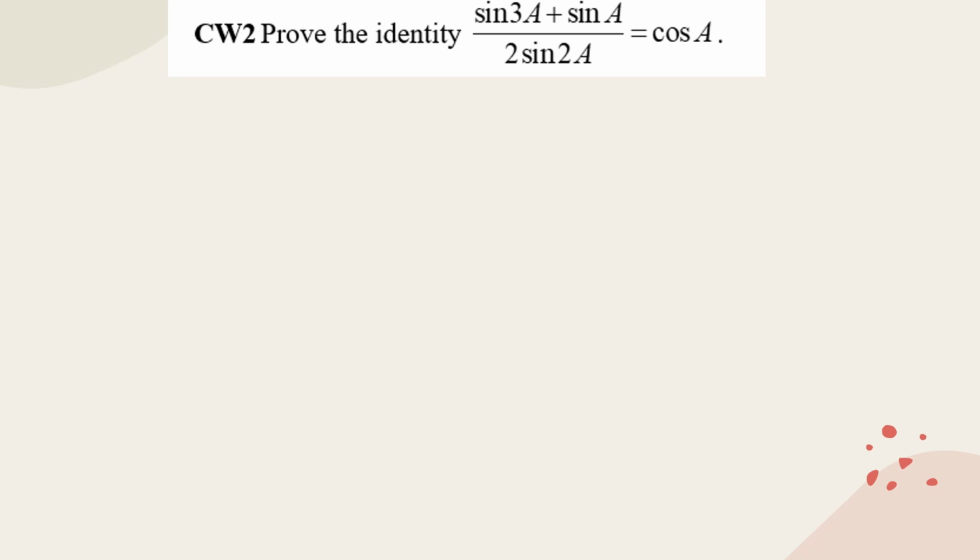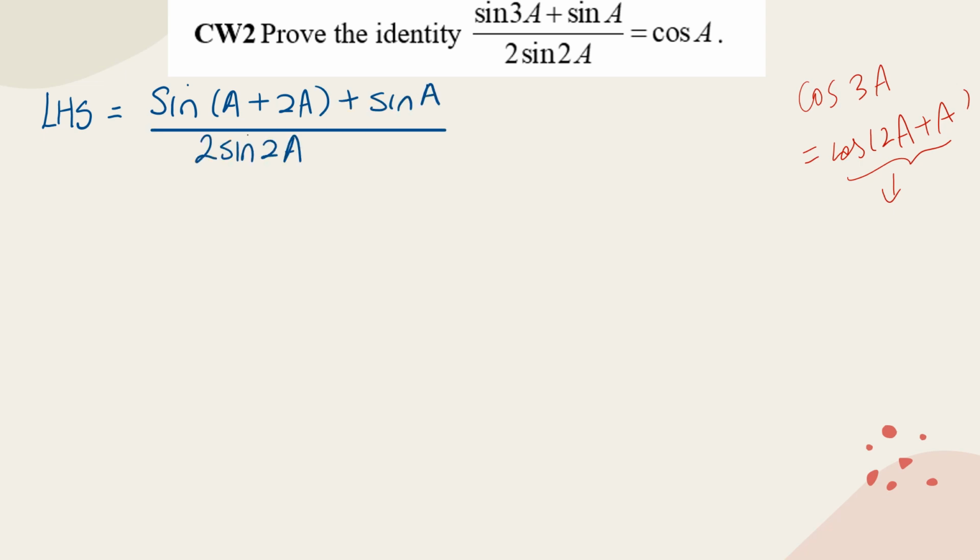Alright, so based on the knowledge that we have learned earlier on, what we have done is we rewrite cos 3a as cos bracket 2a plus a. The purpose is to apply the addition formulae. Then after applying the addition formulae, we use the double angle formula. So we're going to use the same concepts here in CW2. Right, so the first step is that we're going to start proving from the left-hand side. Like what I've mentioned earlier on, we rewrite 3a as a plus 2a.